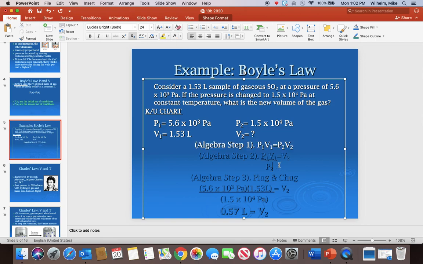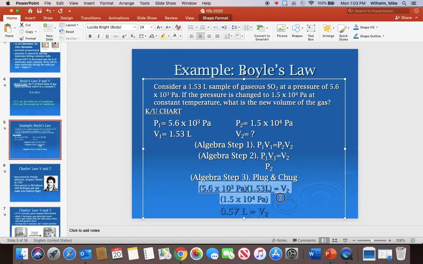So step 1, I'm going to write Boyle's law down. So there it is, Boyle's law. Step 2, I need to get V2 by itself, and algebraically that means I divide both sides by P2. So there is the algebra. And now I've gotten V2 by itself. I can solve the problem, and that would be step 3. Algebraically plug and chug the numbers.